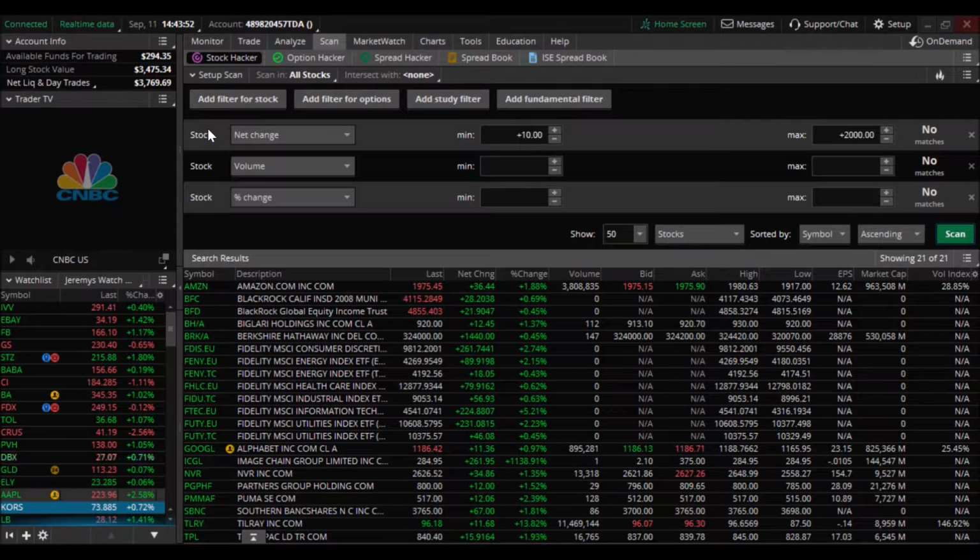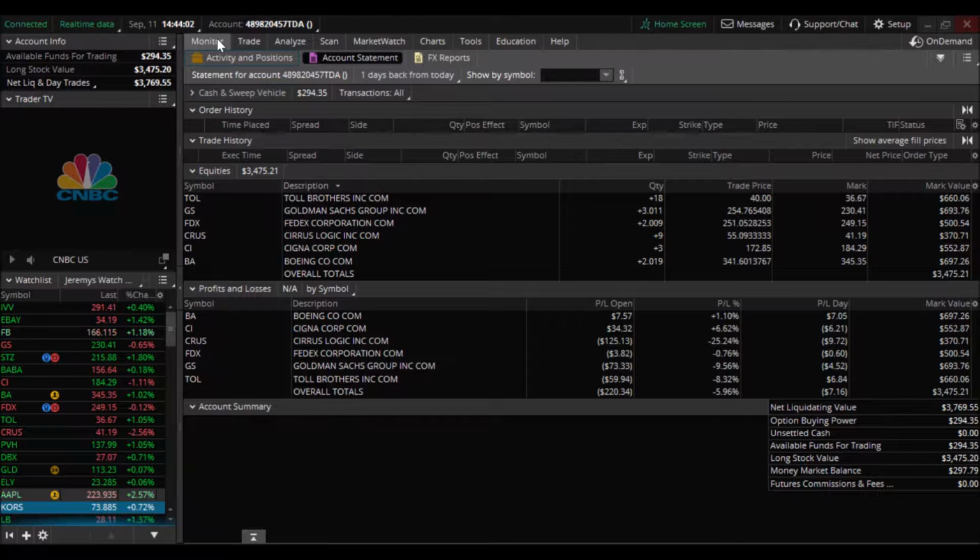So, welcome to the Thinkorswim platform. Thinkorswim is awesome because when TD charges you $6.95 per trade, this is where you get your money back with this software. So, let's start immediately with the Monitor tab.